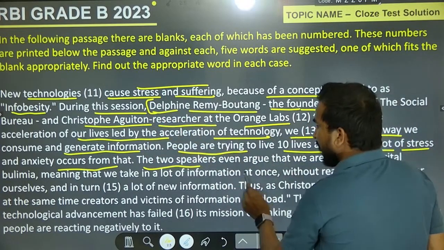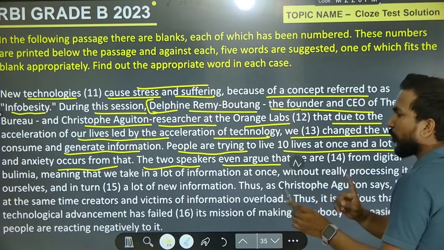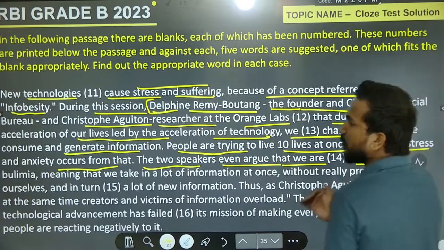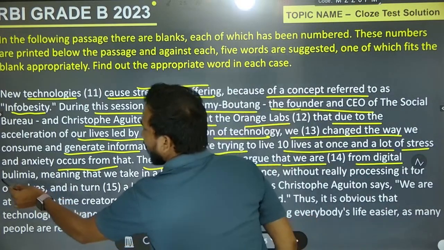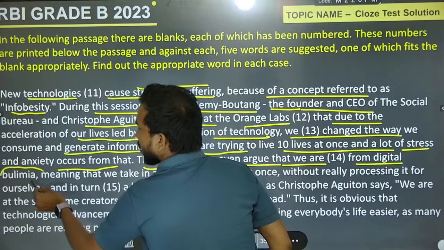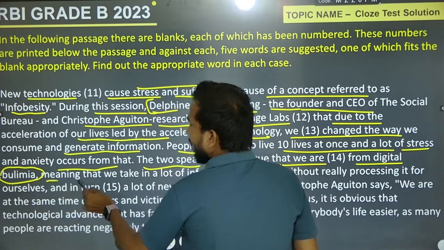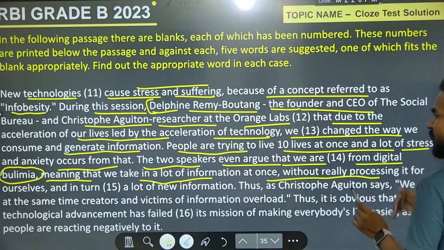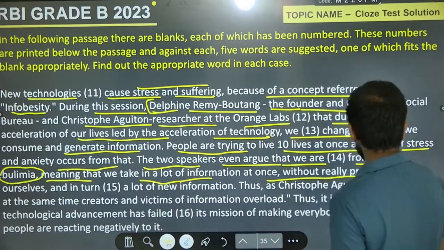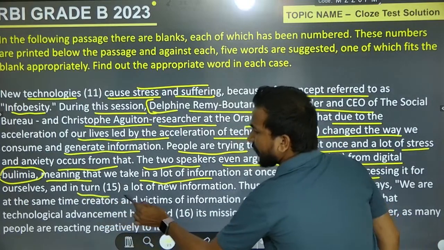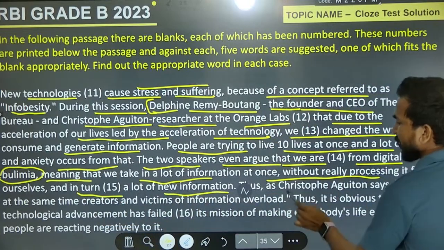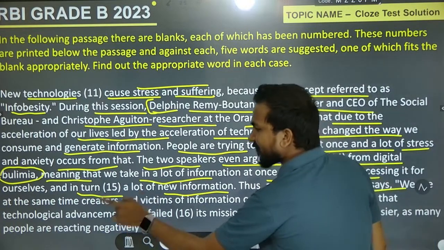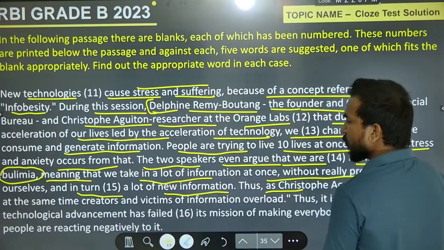So these two speakers argue that we are blank from digital bulimia. And what is digital bulimia? The definition of digital bulimia is that we take in a lot of information at once without really processing it for ourselves, and in turn generate a lot of new information. Thus, as Christophe Aguishan says, we are at the same time creators and victims of information.